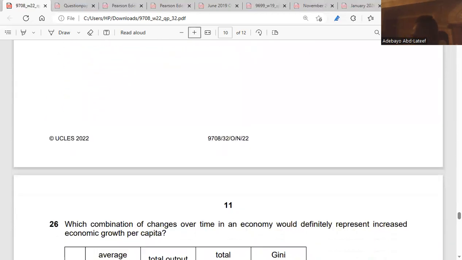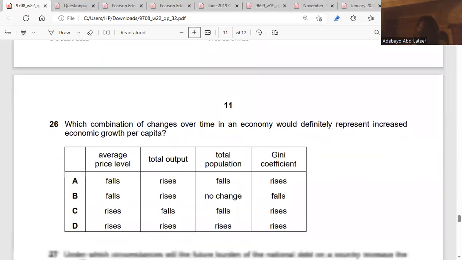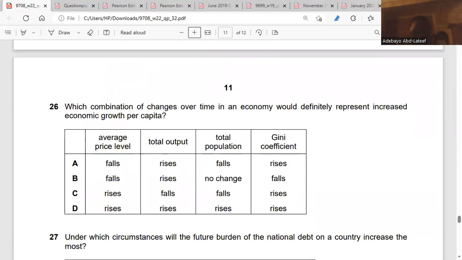26, okay. Which combination of changes over time in an economy would definitely represent increased economic growth per capita? If average price rises, that's inflation. It's not good. It should fall. So it should be between A and B. Let's check. Total output should rise. Yes, both of them are rising. Total population should fall. No change for total population. And the Gini coefficient should fall. Yes, that's B. 26 is B.